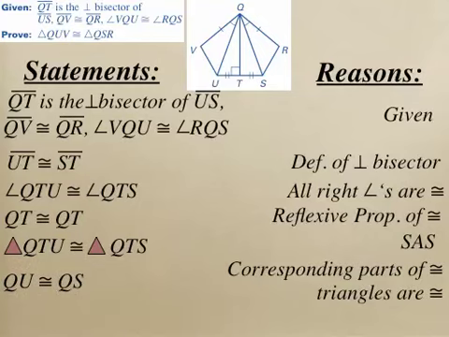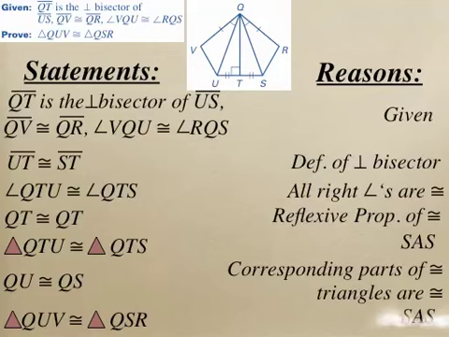which then allows me to tell you that triangle QUV is congruent to triangle QSR because of the side angle side congruence postulate again. So I actually had to end up proving that two sets of triangles were congruent so that I could use the fact that corresponding parts of congruent triangles are congruent to tell you that the two triangles they were asking me to prove are congruent.